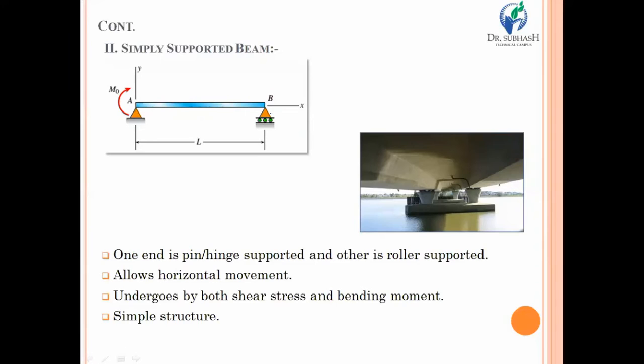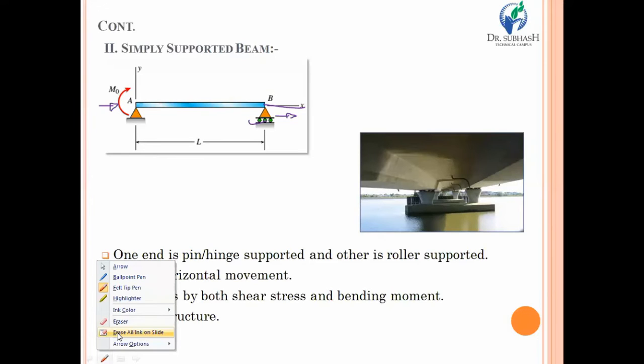If you are using a simply supported beam and you are applying force in the horizontal direction over here, the beam will move in the forward direction, because roller supports are specifically used over here, and they will never resist the externally applied horizontal force. It will also move in the direction of the force. So this is the specific characteristic of roller support.